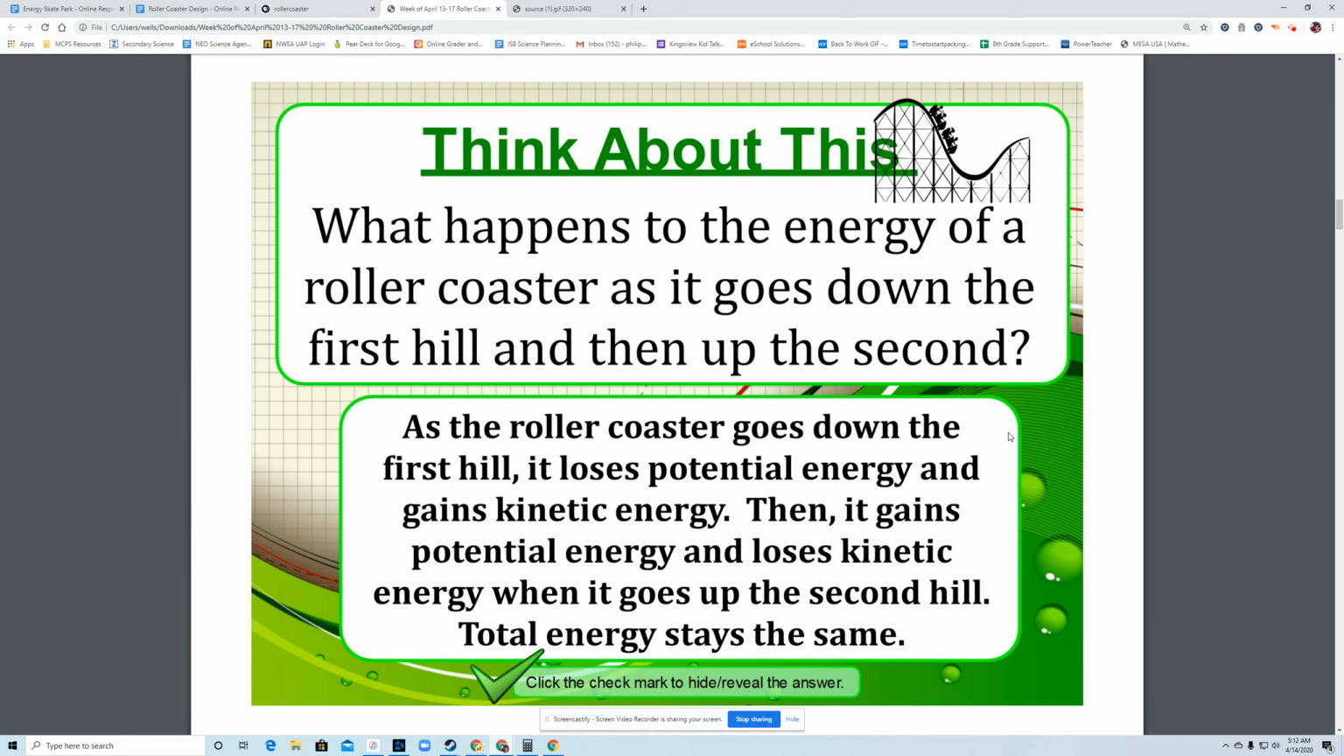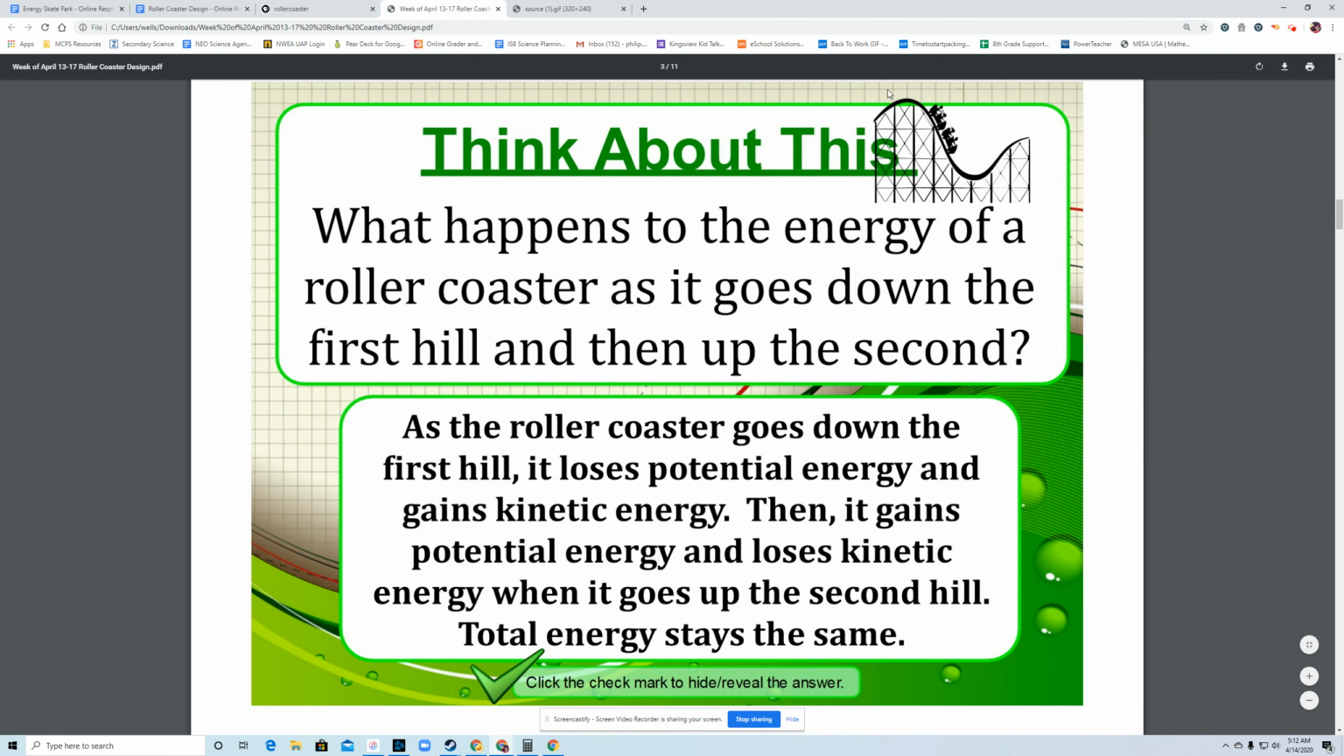So think about this. If we have a roller coaster, what happens to the energy of a roller coaster as it goes down the first hill, also known as the lift hill or launch hill, depending on what kind of roller coaster you have, and then up the second hill? If we take a look at this picture here, hopefully you can see my mouse. When you're at the very tippy top of this lift hill, usually your car is not moving. A lot of times it actually will stop there for a prolonged amount of time to enhance the fear factor of the roller coaster.